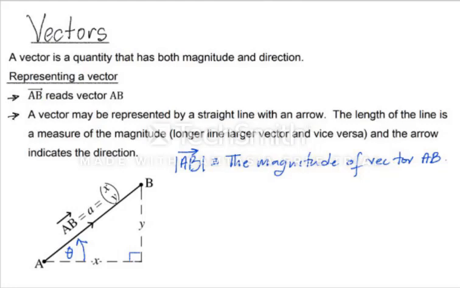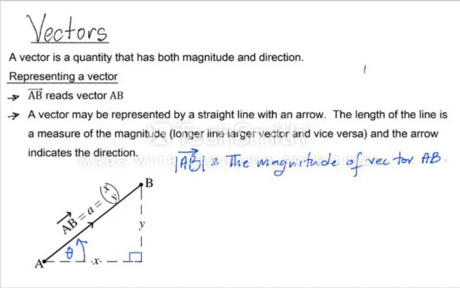The length of the line is a measure of the magnitude, and the arrow indicates the direction. So if you have a long line, it means that you have a vector with a big magnitude. If you have a short line, it means that you have a vector with a small magnitude. The arrow indicates the direction.